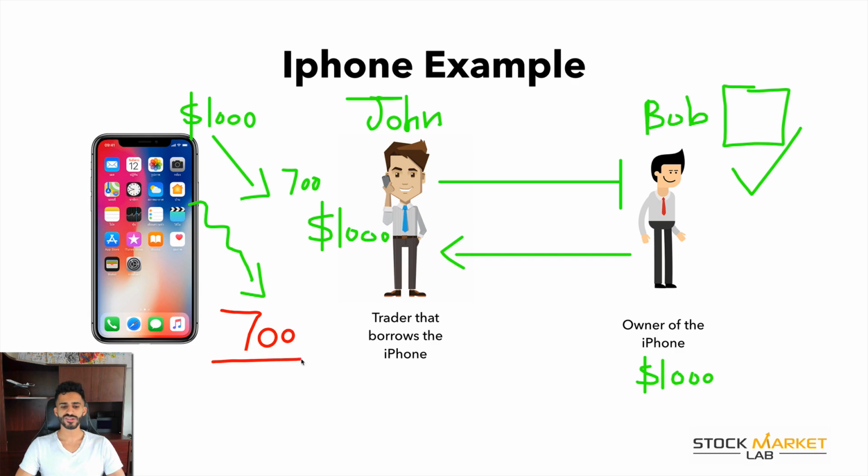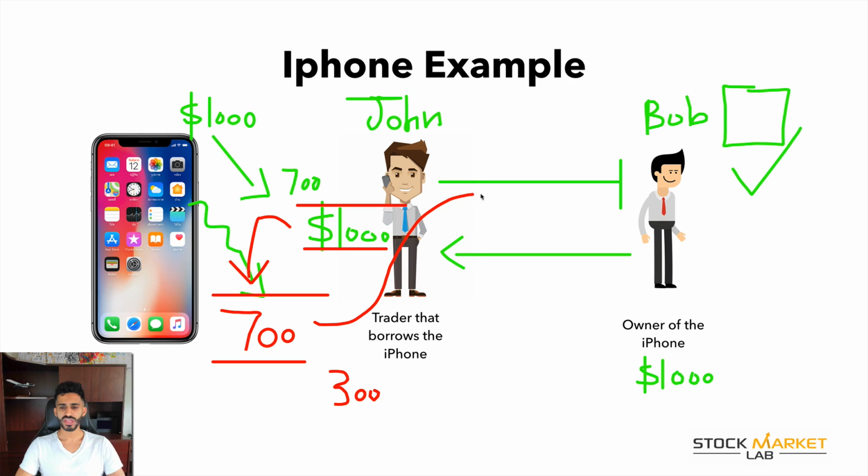As it drops to $700, John now uses the $1,000 that he originally got and goes and buys the iPhone for $700. Now when John buys the iPhone for $700, John has $300 left over, and as he gets the iPhone back, he returns it to Bob. Bob gets his iPhone back. John made a profit of $300.